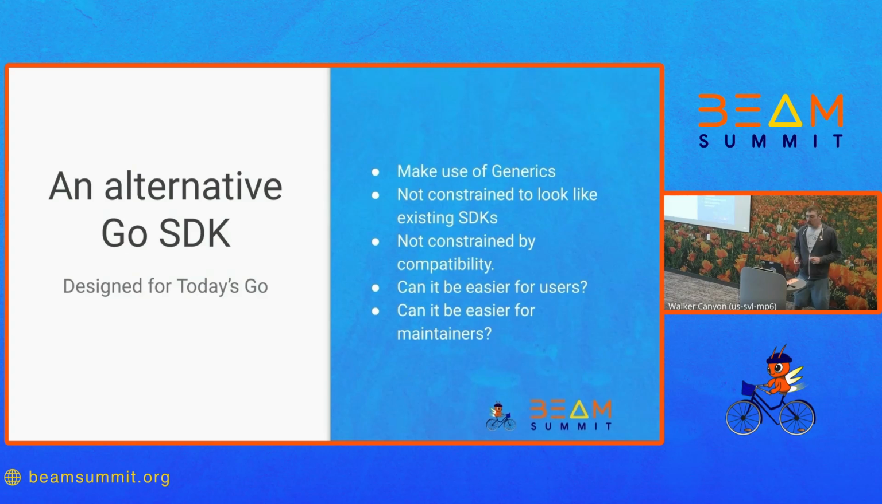So I started brainstorming about what I would like a different Go SDK to look like. It would need to make use of generics, so we actually have real KVs. Wouldn't that be a dream? I would not constrain myself to make it look like other SDKs, just to be able to try out new things. Not constrained by compatibility. So what you're seeing today does not interoperate with the existing SDKs at all right now. Although with cross-language, who knows?